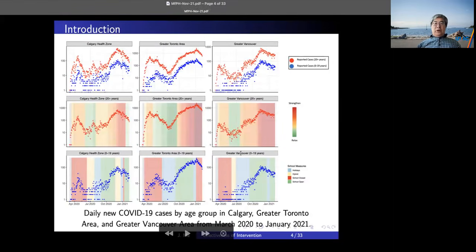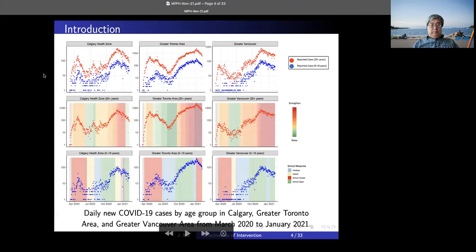Here is a plot of the COVID-19 cases in two age groups. The red is the adults, that means 20 years and older, and the blue is the younger age group, from 0 to 19, in three major cities of Canada. This is Calgary, this is the Greater Toronto Area, this is the Greater Vancouver Area.